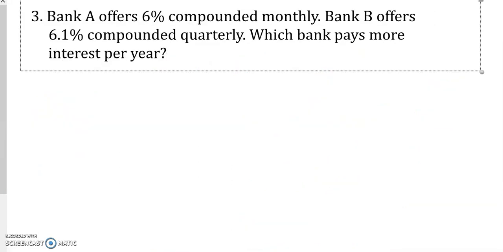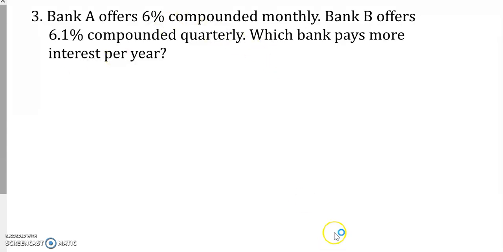All right, please try this one by yourself. Bank A is offering 6% compounded monthly. Bank B offers 6.1%, but it's compounded quarterly. Which bank would pay more each year? So please pause the video, try this.